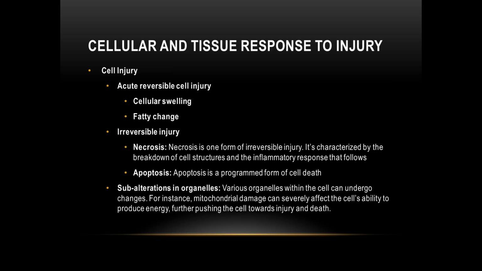Cell injury. Now, when cells are exposed to stress or injury beyond their adaptive capacity, they undergo a series of changes that can be either reversible or irreversible. Acute reversible injury. Cellular swelling. One of the first signs of cellular swelling occurs due to the failure of ion pumps in the plasma membrane, leading to an influx of water into the cell.